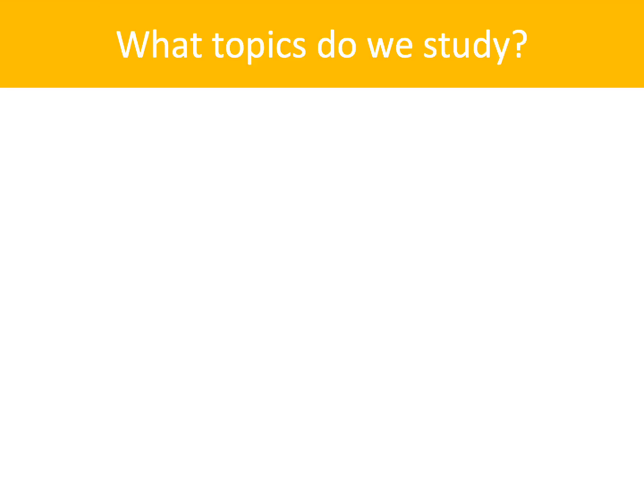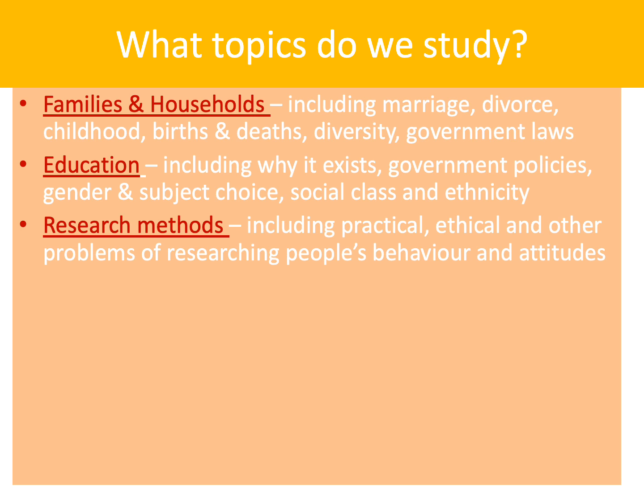So the topics we studied in sociology: families and households at the start of year 12. We look at issues related to marriage, divorce, childhood, gender roles within the family. There's a bit there about demography and births and deaths, life expectancy, and so on. We also move on to education. What's the purpose of education? What kind of government policies have shaped the education system? Then we look at issues of class and ethnicity and gender and why there are educational inequalities.